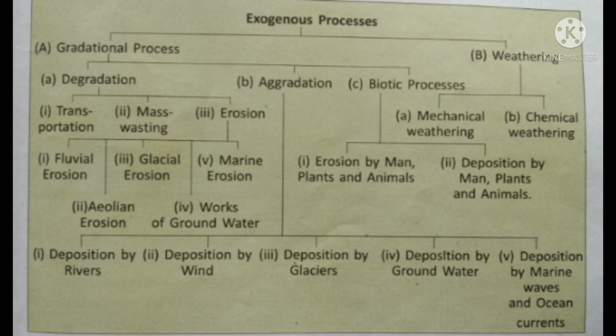Now you go to another type of exogenous process, that is weathering. Simple thing, the two types of weathering generally noticed on the earth surface are also related with the biotic processes. Including biotic processes, there are basically three types of weathering processes. But if you think about weathering processes, the most common ones are mechanical weathering and chemical weathering. So what are mechanical weathering and chemical weathering?